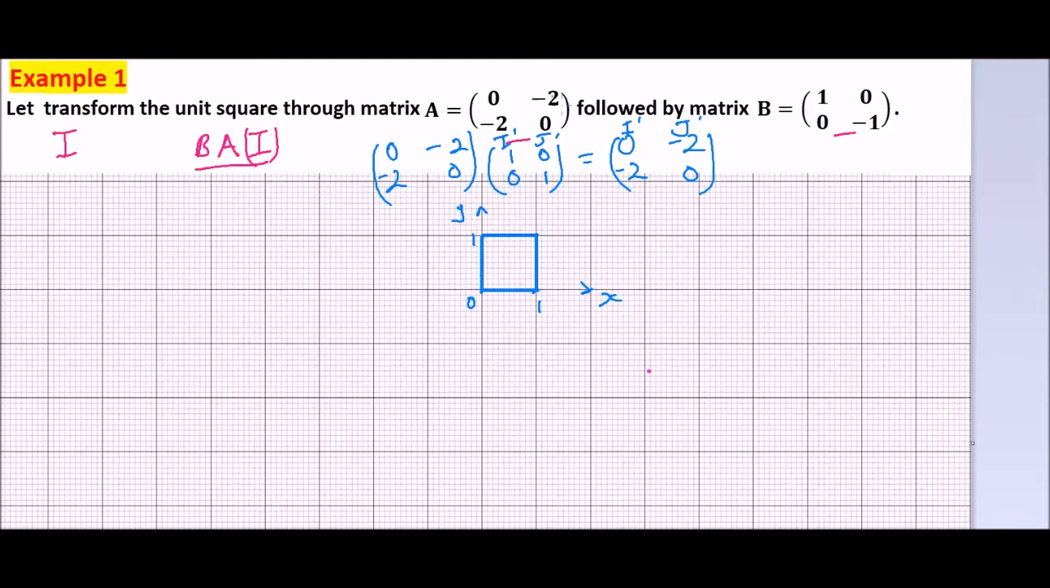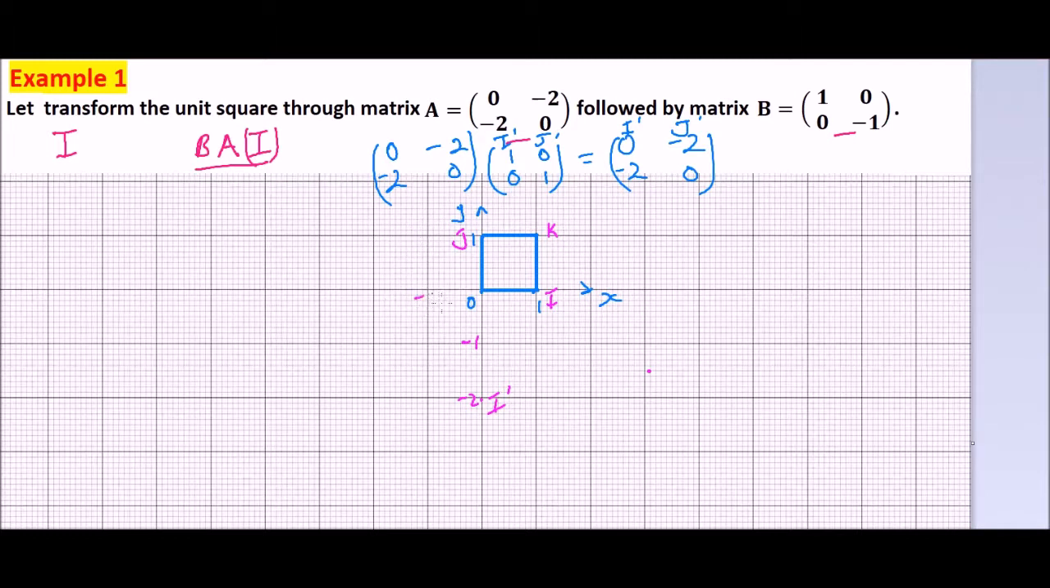So this is our unit square. We have I, we have K, and this is where we have J. After transformation through this, we have our new position of I, which is 0, -2. So this is where we have our I. Our J is 2, -1, 0. So this is where we have our J.